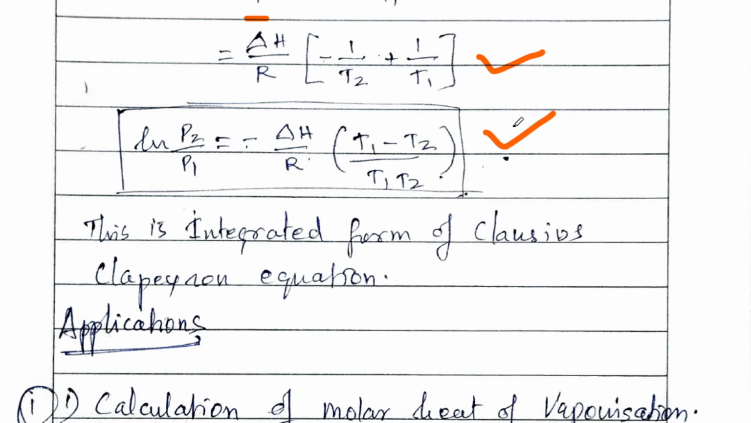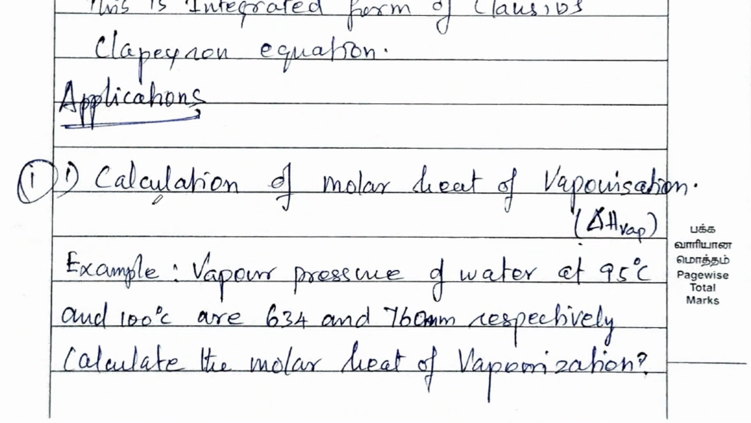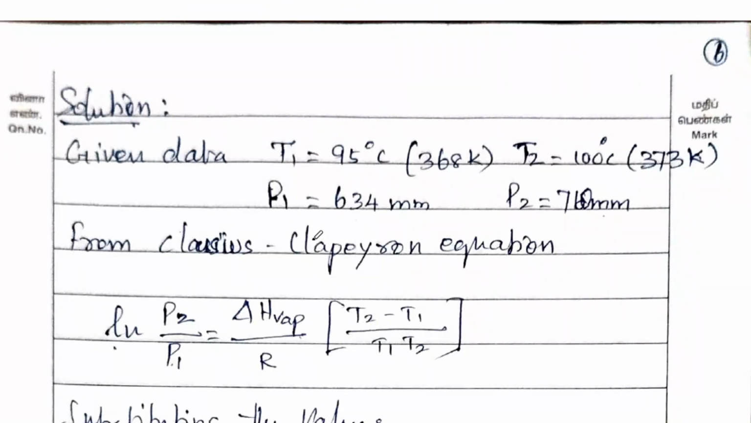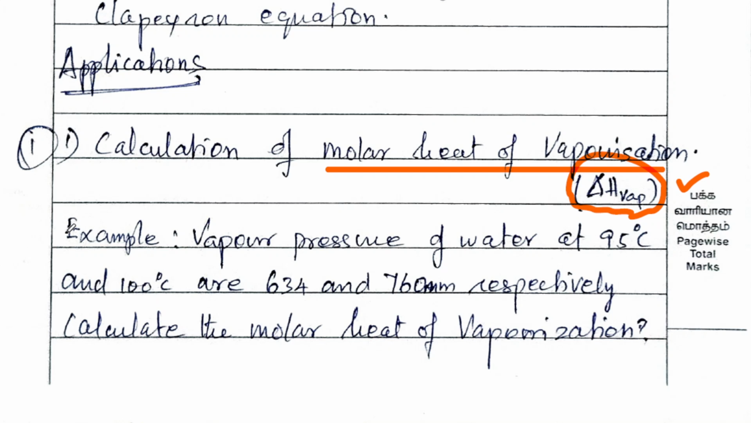Let us see the applications of the Clausius-Clapeyron equation. It can be used to calculate the molar heat of vaporization. You can see the delta H here; if it is vaporization, we can consider this as the delta H of vaporization, the enthalpy of vaporization. We can calculate this. Let us see an example problem from which we can find the molar heat of vaporization.